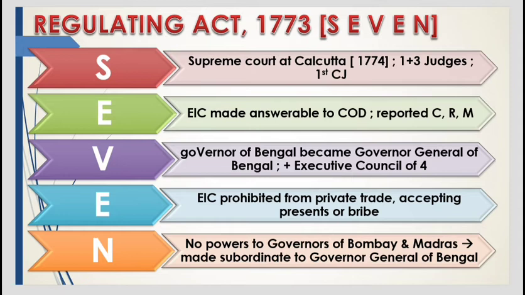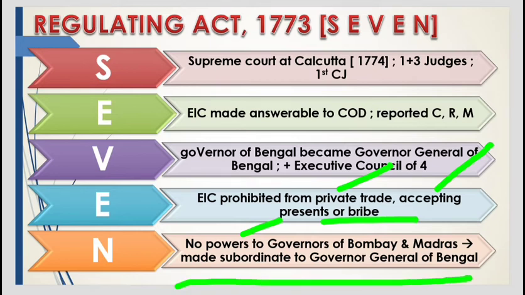Okay, the next E stands for East India Company was prohibited from private trade, accepting presents or bribe from the native rulers, and here N stands for no powers to governors of Bombay and Madras, and the governors of Bombay and Madras were made subordinate to Governor General of Bengal.